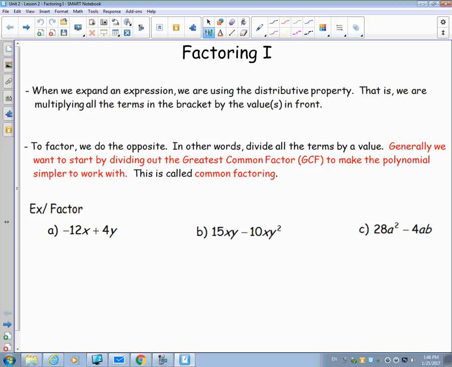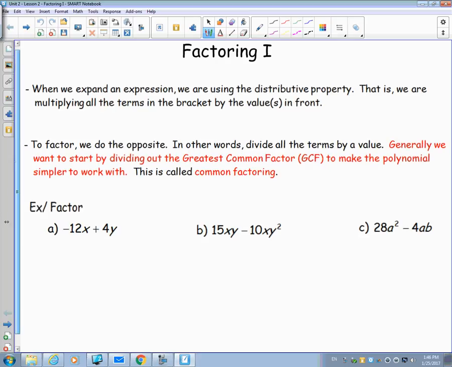Okay, so yesterday we were doing expanding, right? We were getting rid of the brackets. Today we want to put them back in. First idea, can you find a common factor? Your common factor is your greatest term that all of your expression is divisible by.